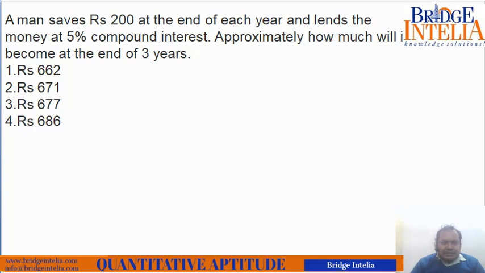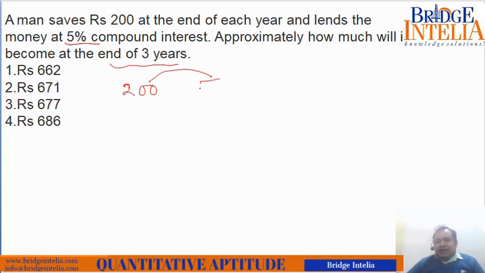Now let's see this question. A man saves 200 rupees at the end of each year and lends the money at 5% compound interest. Approximately how much will it become at the end of 3 years? So what this person is doing, each year he is depositing 200 rupees and he is earning an interest of 5% compounded annually. So the question is approximately how much will the total amount become at the end of 3 years.